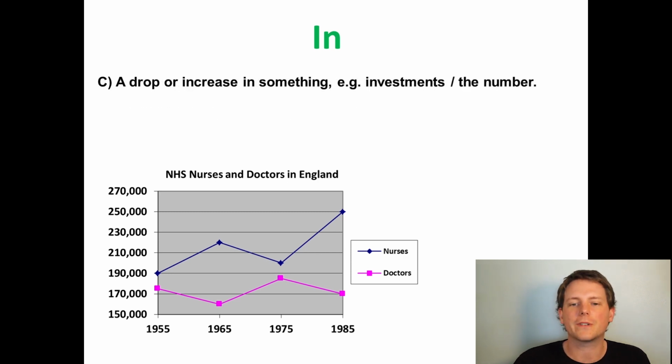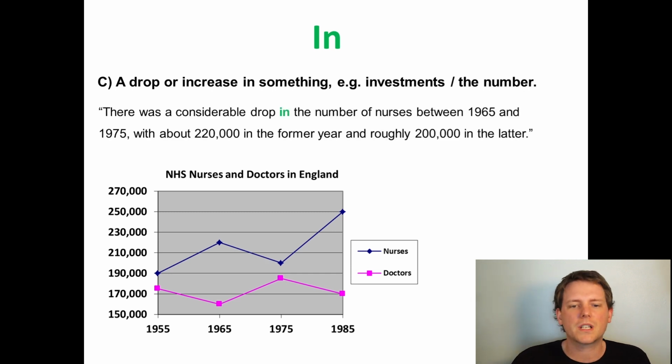A drop or increase in something. For example, investments or the number. Like there was an increase in the investments of this company. Or there was an increase in the number of sales in another company. There was a considerable drop in the number of nurses between 1965 and 1975, with about 220,000 in the former year and roughly 200,000 in the latter.